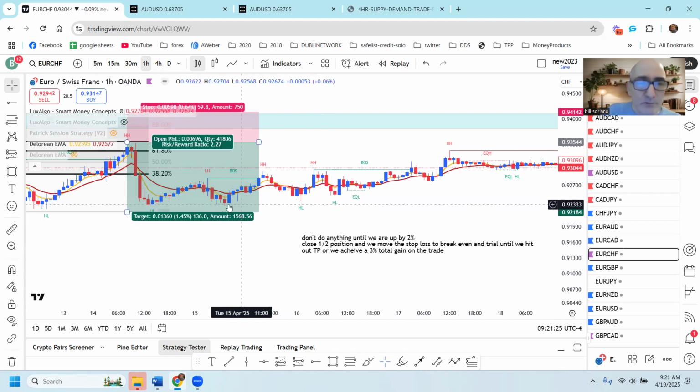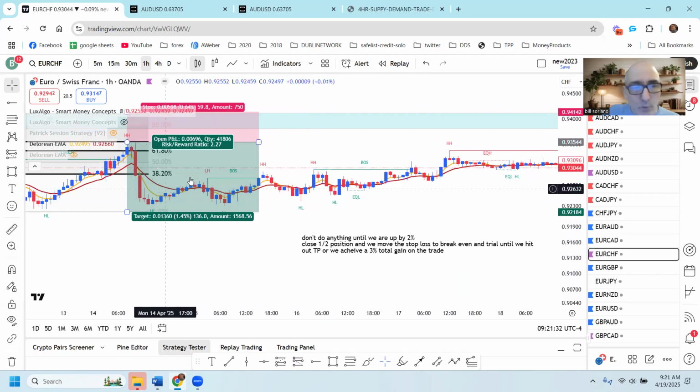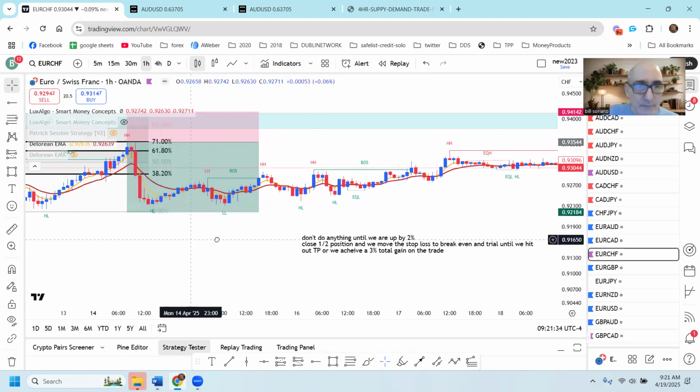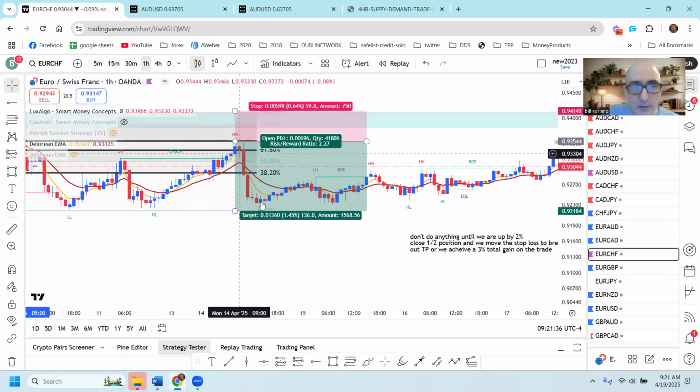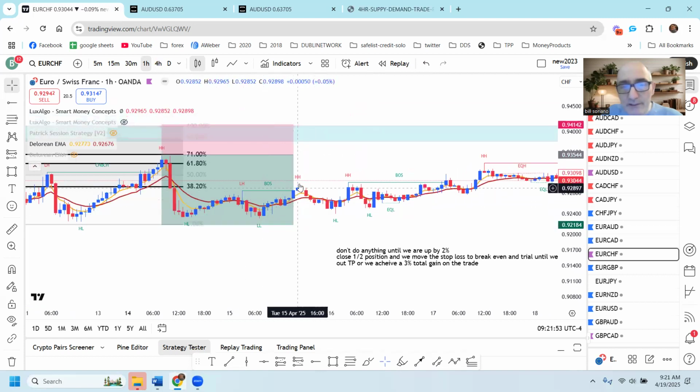So when we're up by 2% here, we would close half the position and move the stop loss to break even. Now, we really don't have anywhere to trail this on the 1 hour time frame. Price comes down, it does move back here, then it gets to that 2%. We close half the position, it comes back to here, but to me, that's not really a valid trailing stop loss point, okay?